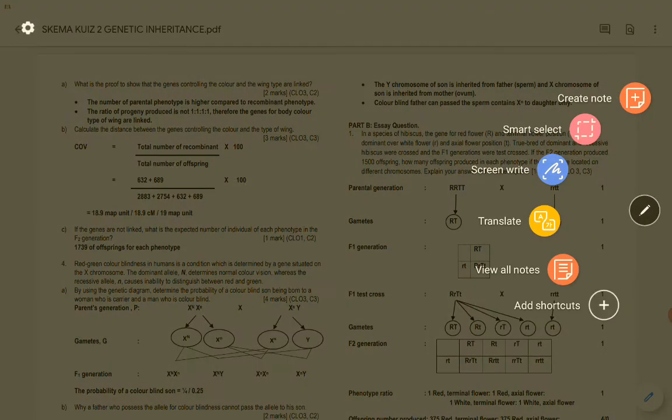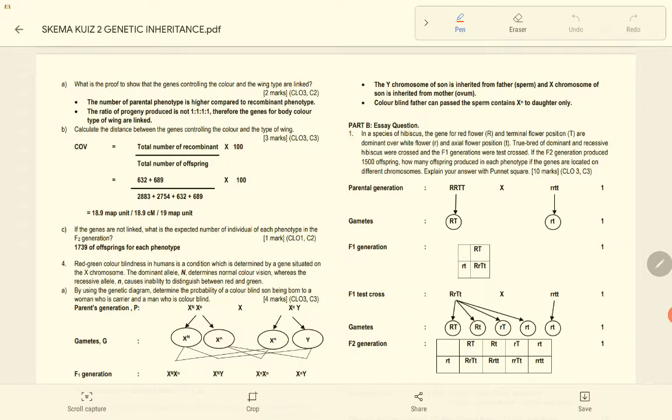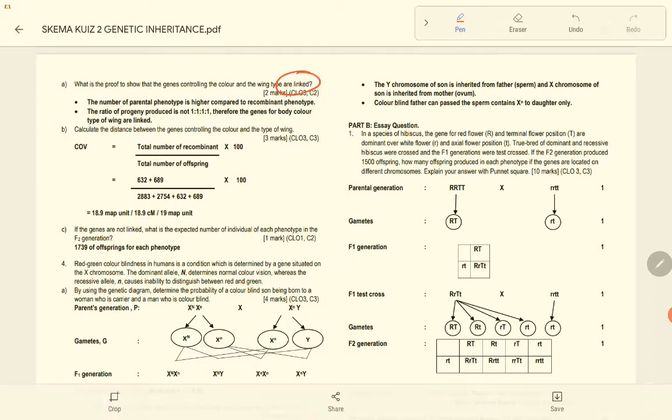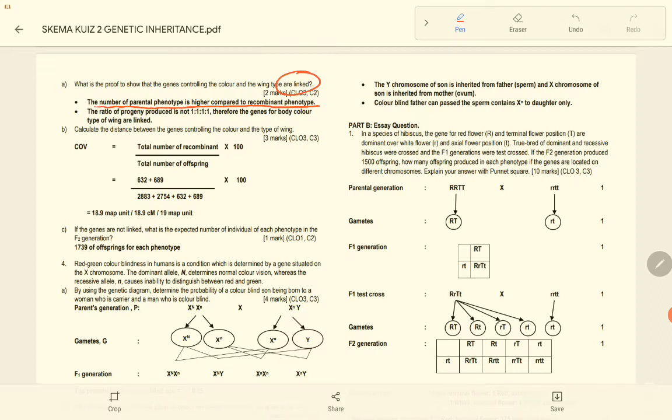So the first question here, what is the proof to show that the genes controlling the color and the wing type are linked? They already told you that this is a linked gene. So for linked genes, the proof is the number of parental phenotype is higher compared to recombinant phenotype. And another answer which most of you answered is the ratio of progeny produced is not 1:1:1:1. Therefore, the genes for body color and type of wings are linked.